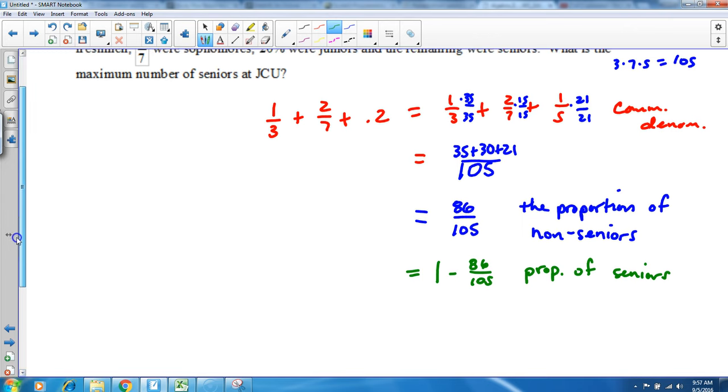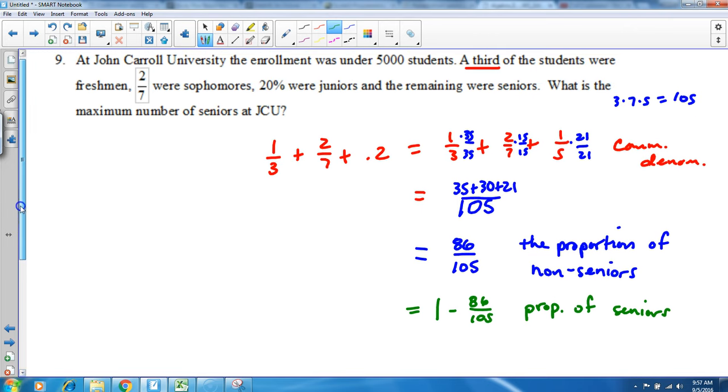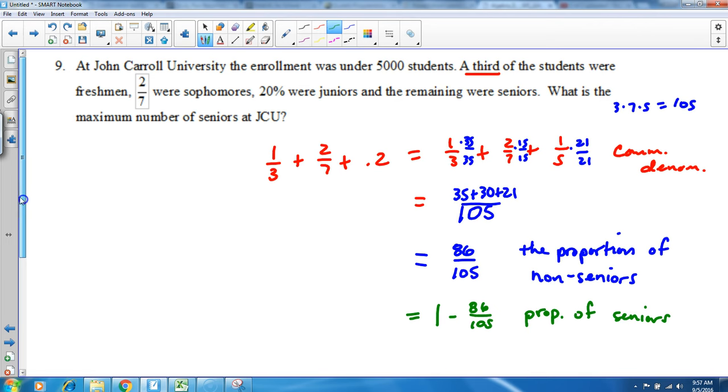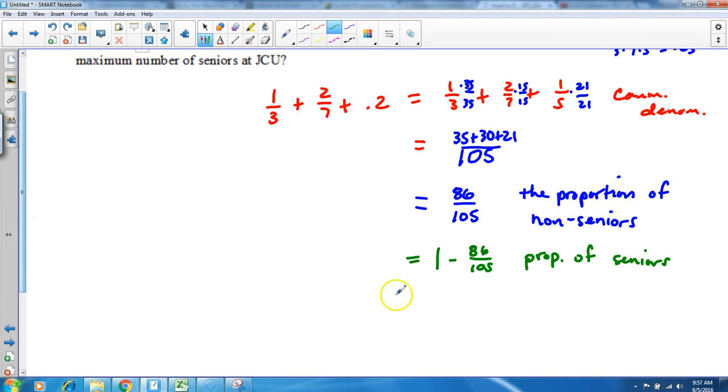That allows us to find how many seniors out of 5,000 we need. So for the proportion of seniors, we go through and simplify this. You would go 105 minus 86. So technically this is 105 over 105. We can get our common denominator just like we did up above. Hopefully that's a review for you. But that's going to end up giving you 19 out of 105 as the proportion of seniors.